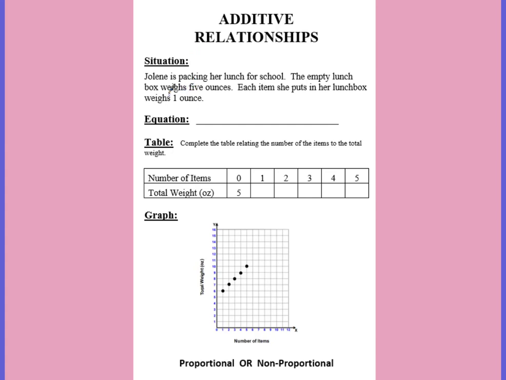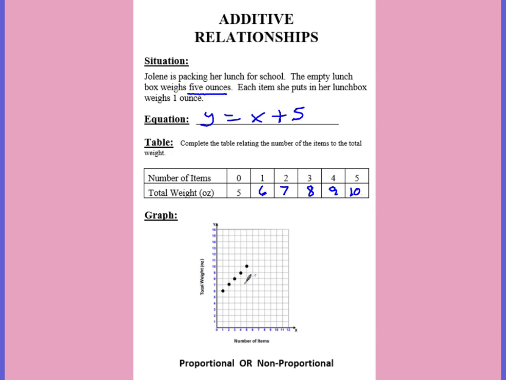we know that the lunchbox weighs 5 ounces, so it doesn't matter how many items she has in her lunchbox. We're going to have to add the 5, aren't we? So this is going to be y equals x plus 5. And then we can complete the table. We know we're adding 5. So 1 plus 5 is 6, 2 plus 5 is 7, 3 plus 5 is 8, 4 plus 5 is 9, and 5 plus 5 is 10.